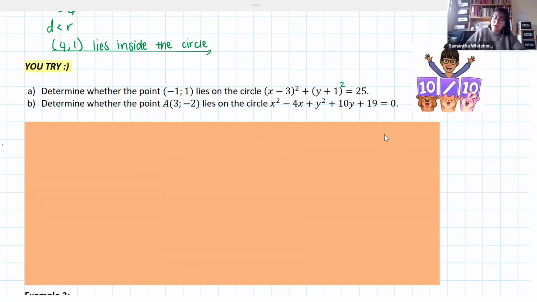equation. Okay, I'm going to give you 5 minutes. Let's give it a try and then we'll have a look at the answers. Please do ask me questions if you have any. Let me help you if you are feeling a bit stuck.